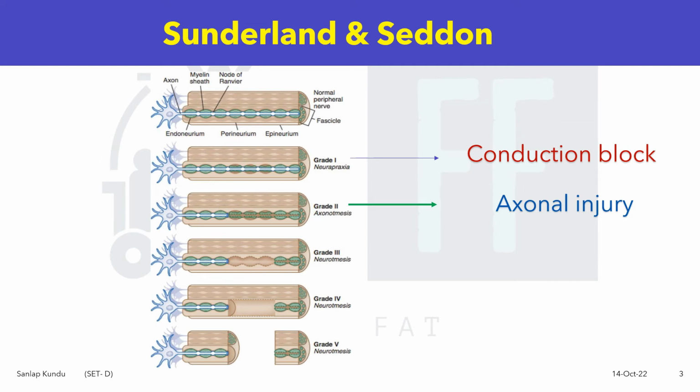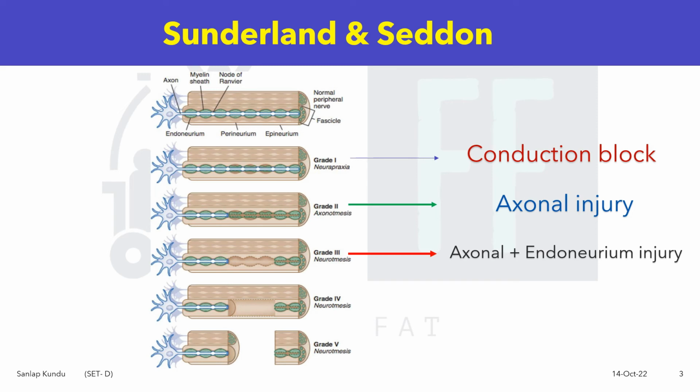So for grade 3, grade 4 and grade 5, all are neurotmesis. But if a question comes as like which grade is neurotmesis, so as grade 3 is the starting of neurotmesis, generally we answer that grade 3 is neurotmesis. So in grade 3 of Sunderland, it is neurotmesis, but only the endoneurium is injured along with the axonal injury.